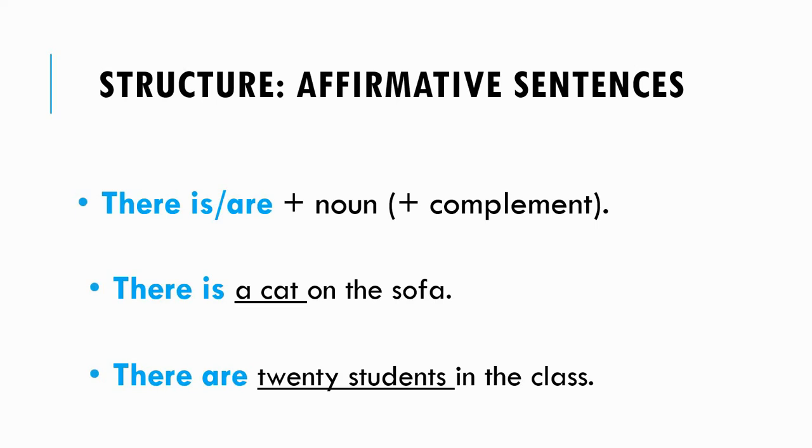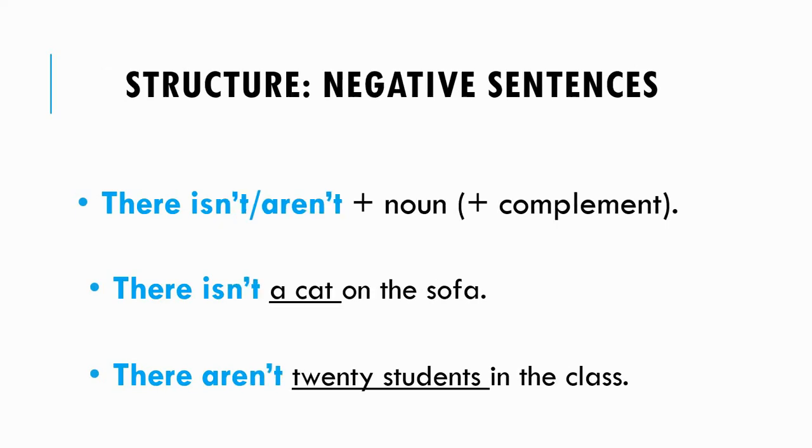Now, let's continue. Negative sentences. There isn't or there aren't plus the noun and the complement. For example, there isn't a cat on the sofa. This is the same as saying in Spanish, no hay un gato en el sofá. There isn't is no hay. There aren't 20 students in the class.